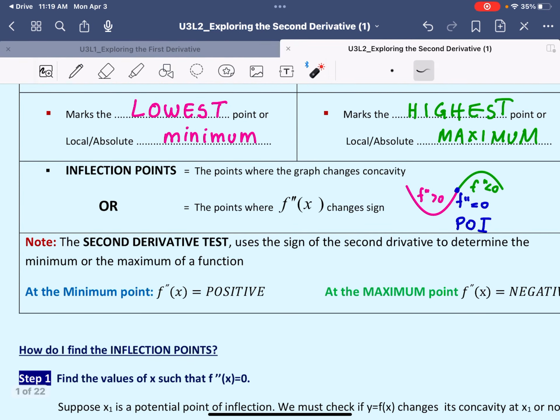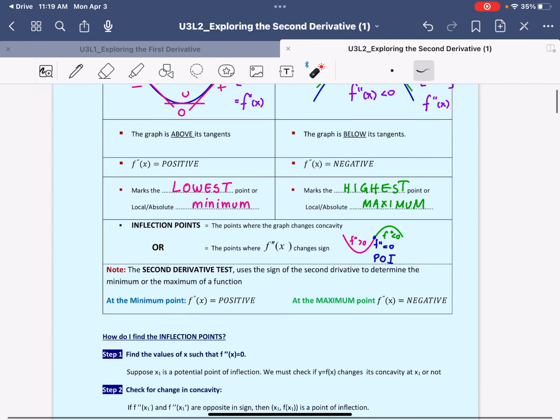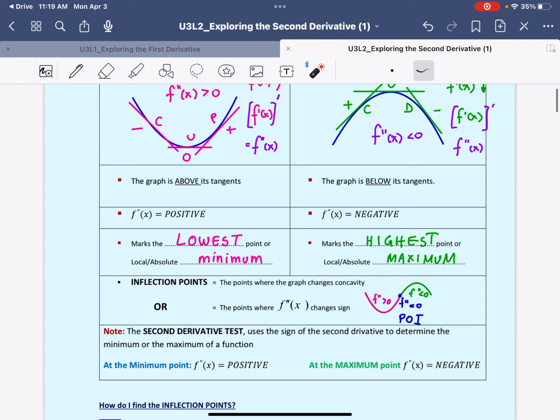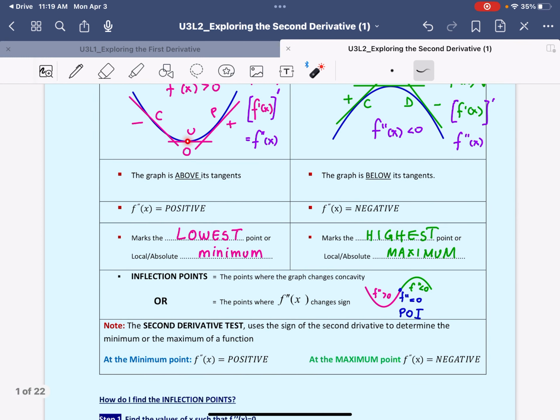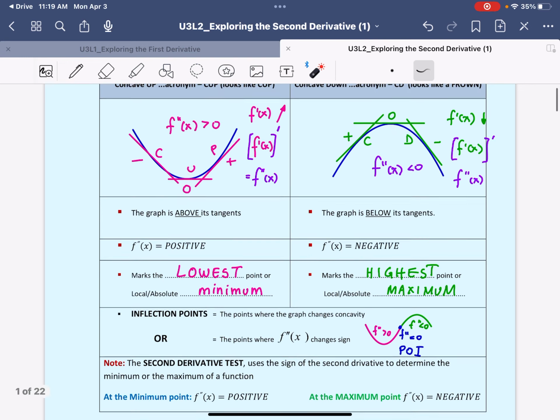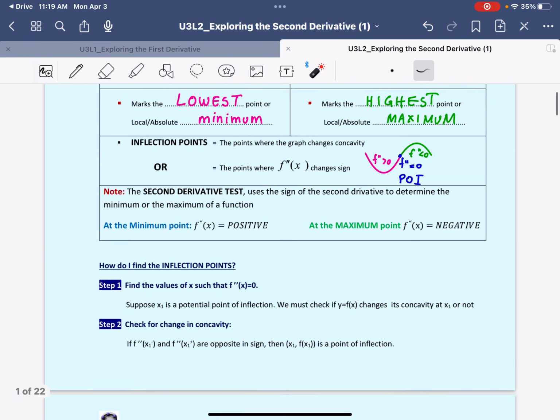So based on all our observations, we're going to say that in order to define whether a critical point, which is located at the point where the first derivative equals 0, will mark either a min or a max, it would be a minimum if at the critical point the second derivative is positive, and it will be a maximum if the second derivative is negative.